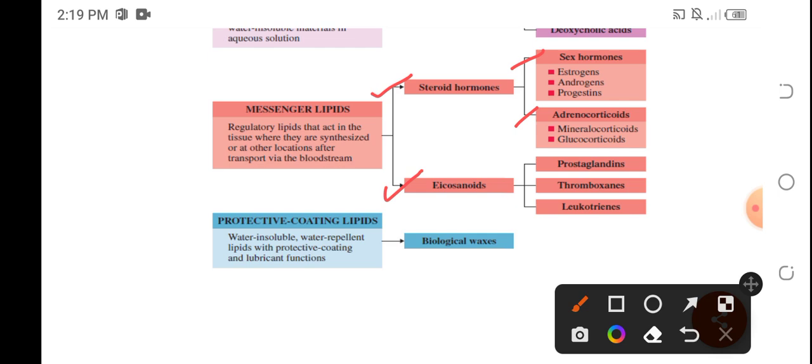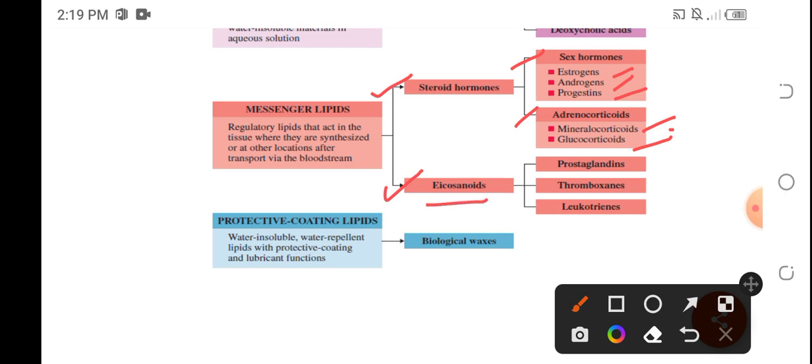For the sex hormones, we have estrogen, androgen, and progestin for the naturally occurring. Then we also have the synthetic, which are the contraceptive and the anabolic steroid. Then for adrenocorticoid, we have mineralocorticoid, which is for the regulation of sodium and potassium, and the glucocorticoid for the regulation of glucose metabolism.